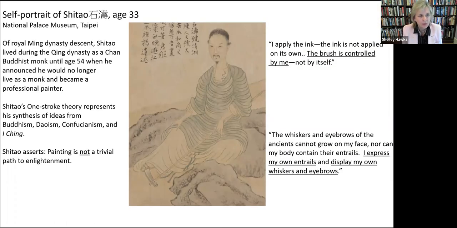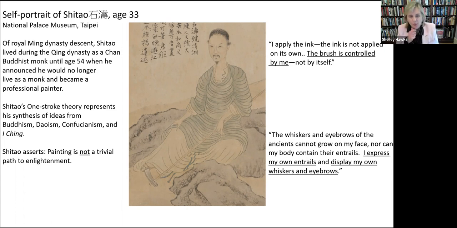So here is a self-portrait of Shitao, age 33, from the National Palace Museum in Taipei. So he has a really interesting life story. He was of royal Ming Dynasty descent, but his father, his whole family was wiped out when he was 4 years old, and a household servant saved him and took him into the mountains to live at a Chan Buddhist monastery. And he would continue to live in the monasteries, and he was a monk himself until the age of 54, when he announced that he would no longer live as a monk and that he was, in fact, a professional painter.